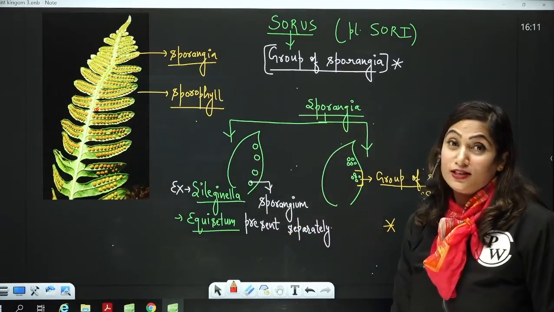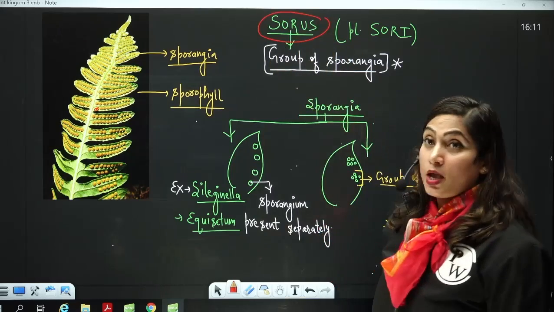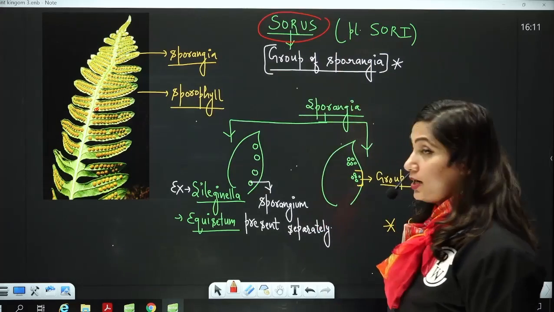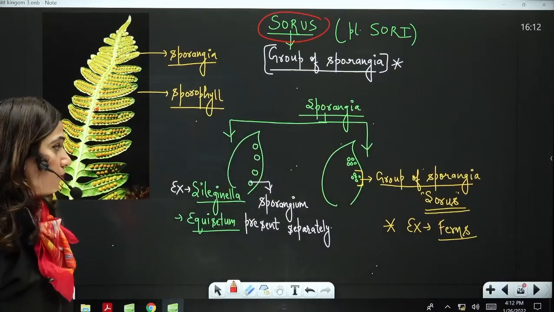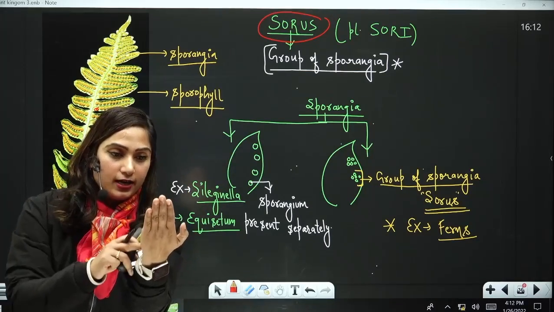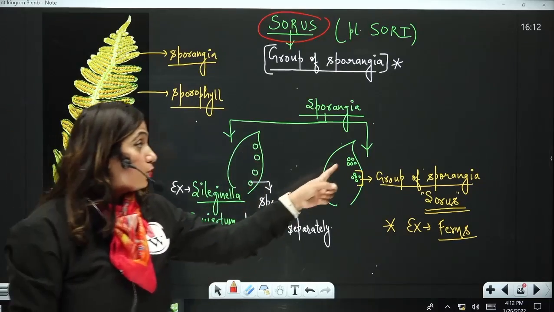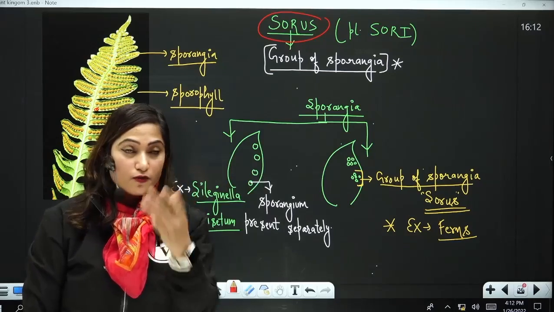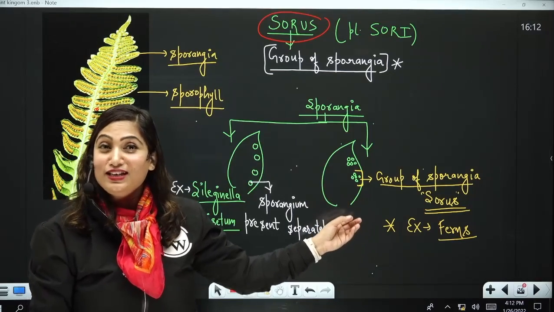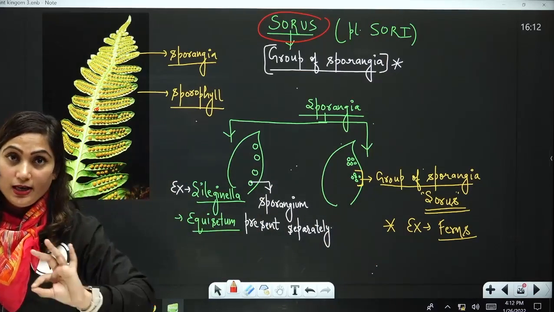Now, another important term, very important from the point of view of NEET, and that is sorus. Very important point, beta. Sorus is a group of sporangia. Now listen carefully. On a plant, sporophyll is present. Clear? When you turn the surface of that leaf, the sporangium can be present separately, or the sporangia can form a group behind the surface of the leaf. If the sporangia form a group, that group of sporangia behind the surface of the leaf is called a sorus, right?